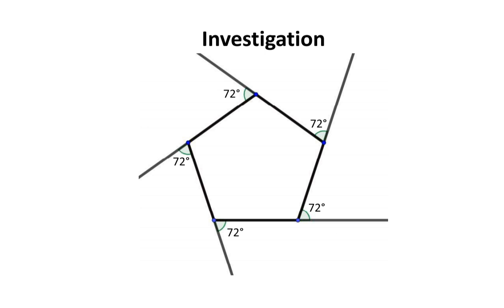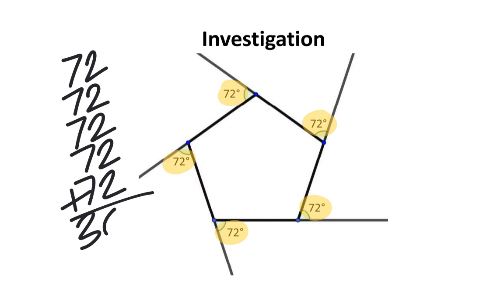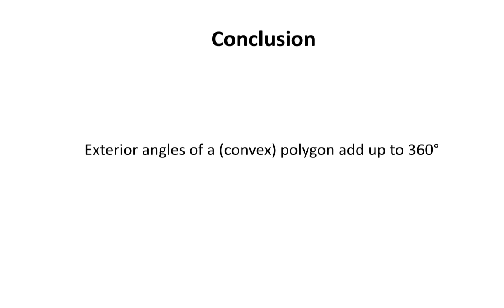Over here, we have another polygon, more specifically a pentagon, and its exterior angles are all labeled. Based on what we've seen earlier, will the exterior angles of a pentagon also add up to 360 degrees? Let's see. 72 plus 72 plus 72 plus 72 plus 72 gives me 360 degrees. Therefore, I think it is safe to conclude that the exterior angles of any polygon must add up to 360 degrees.